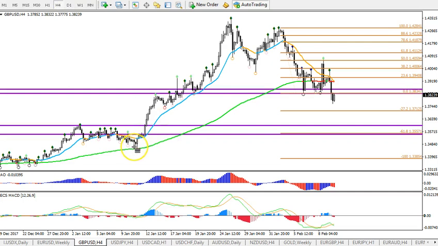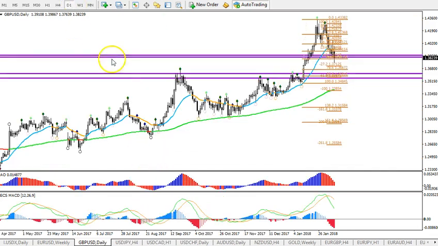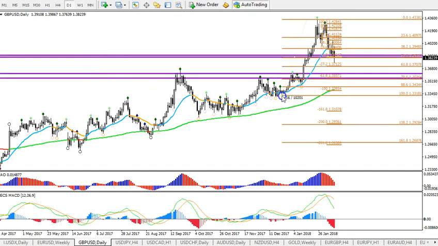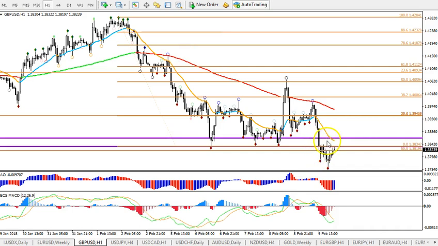Let me check where we had that fib again. The 61.8 fib. That's the wrong one. One second. There we go. Yeah, it's about the same region. So that could be the target for the moment.